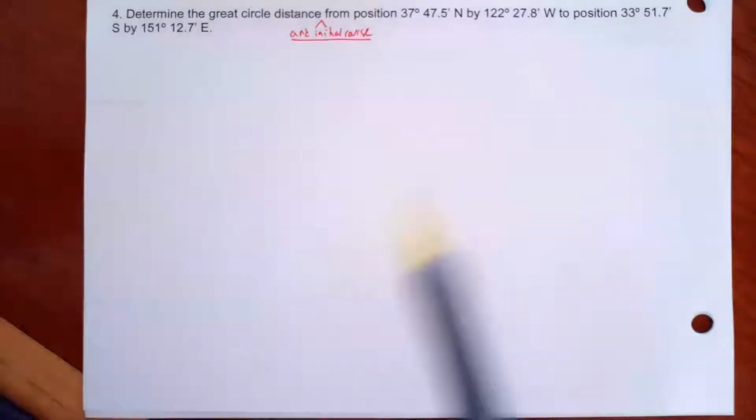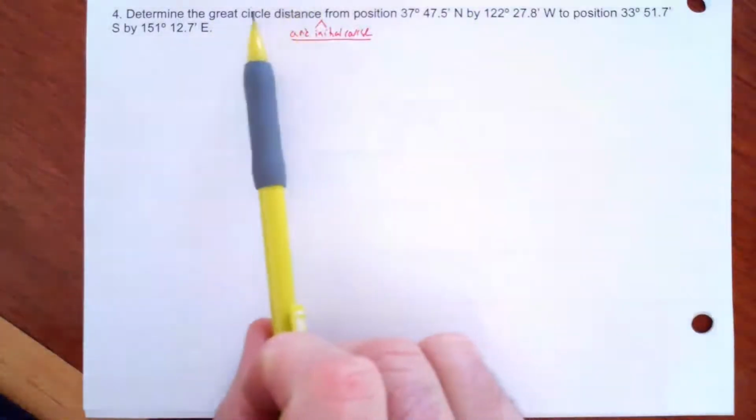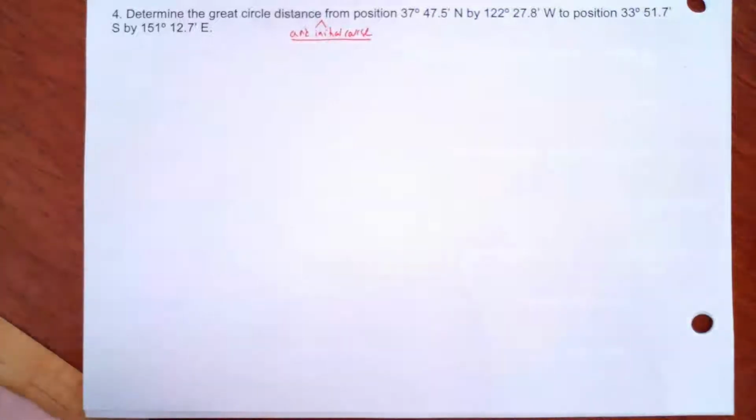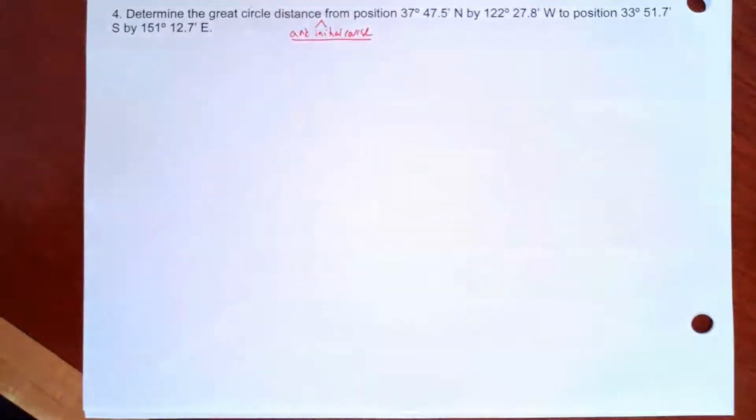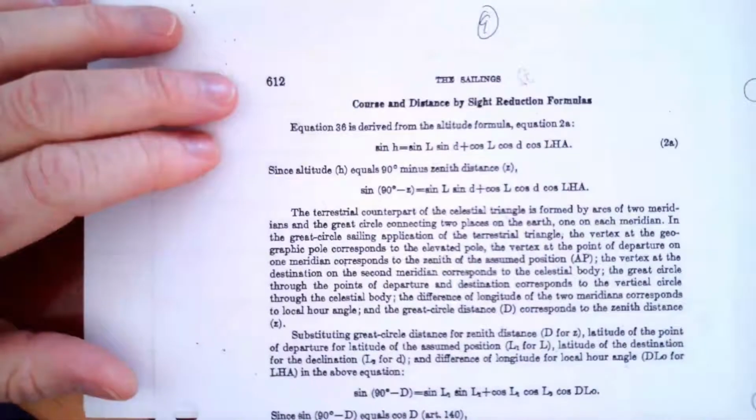Okay, so what we're going to do here is solve this problem for both great circle distance and initial course. We're going to do them together. So before I start this problem, I want to go back and look at Bowditch page 612.